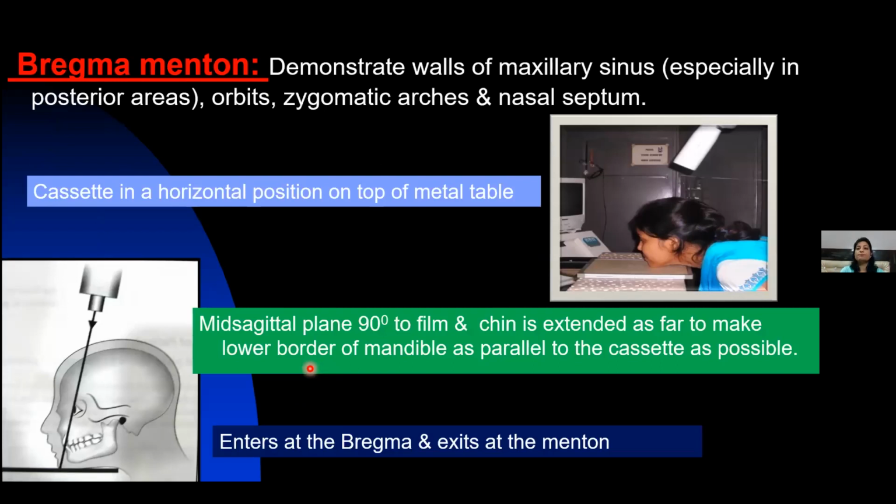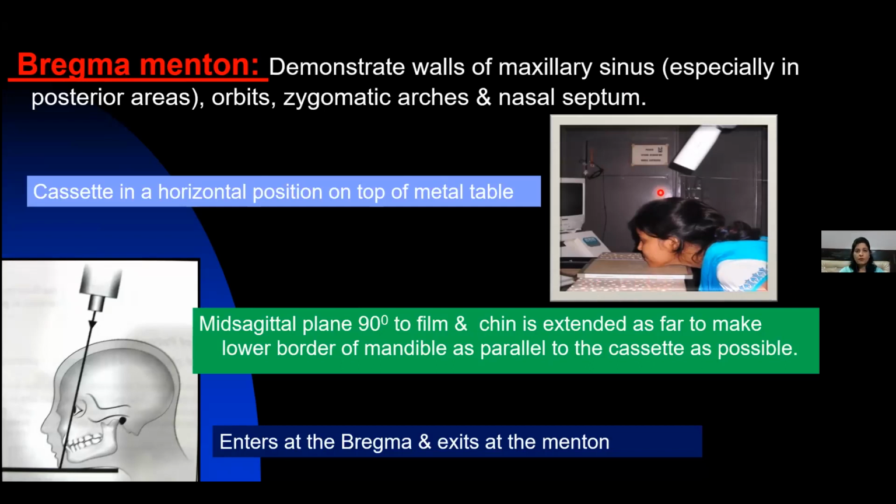Third modification is the bregma menton view. As the name is telling you, what is bregma? The anterior fontanelle. Very good. So it demonstrates the walls of the maxillary sinus, especially the posterior area. If I want to see the posterior region of the maxillary sinus, I will place the film here, right? Can you see this? So the film is placed below the chin.